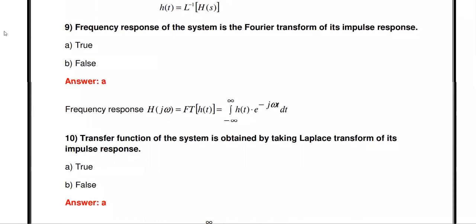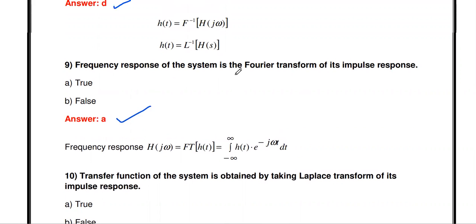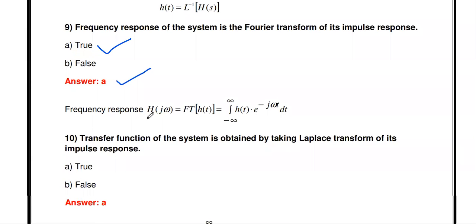Then the next thing: the frequency response of the system is the Fourier transform of its impulse response. True or false? It's true only. The frequency response means H of j omega, and H of j omega is nothing but the Fourier transform of the impulse response h of t.